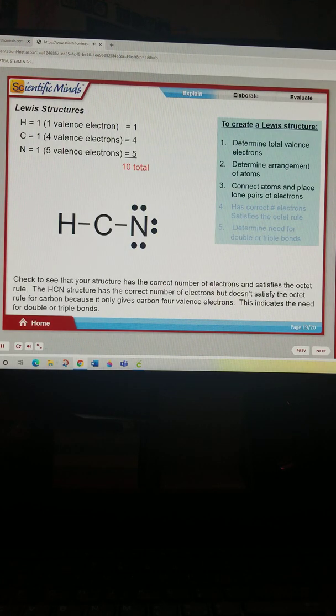Check to see that your structure has the correct number of electrons and satisfies the octet rule. The HCN structure has the correct number of electrons, but doesn't satisfy the octet rule for carbon, because it only gives carbon 4 valence electrons. This indicates the need for double or triple bonds.